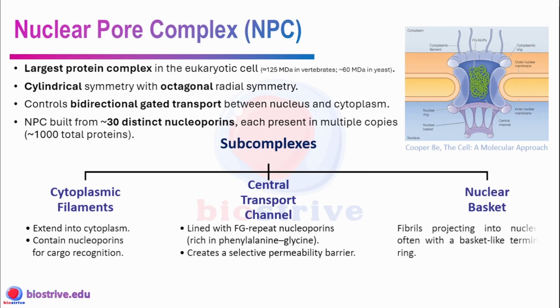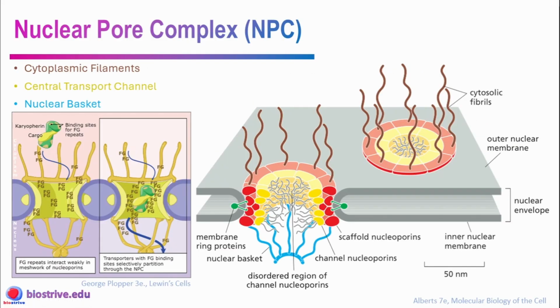Okay, we can say that these FG repeats make a selectivity or permeability barrier. And finally, we have the nuclear basket, which allows the final translocation of the proteins.